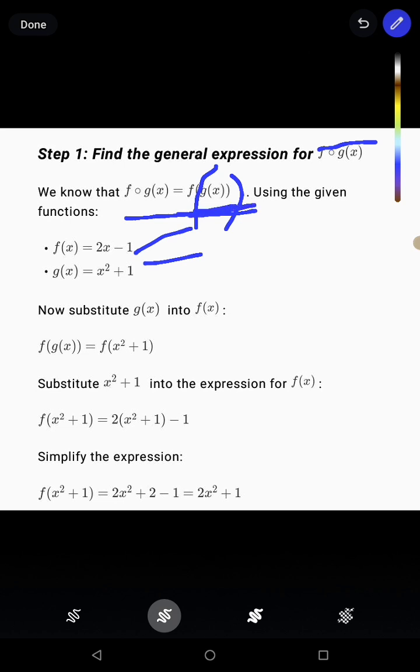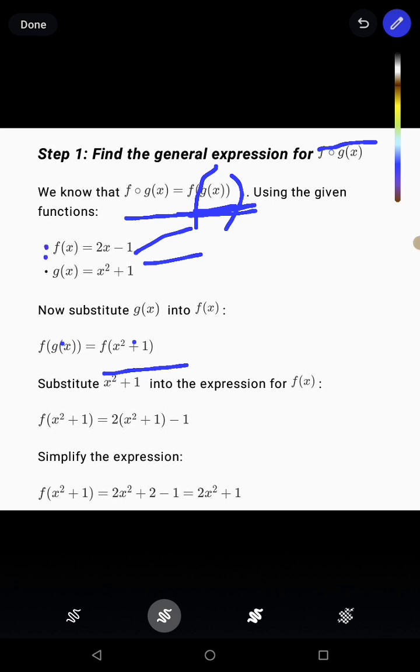What is our g of x? g of x is x squared plus 1. So since g of x is x squared plus 1, that was what we did here. We substituted g of x here. So this is our old g of x. We put it there: x squared plus 1. Now we need to remember the definition they gave us for f of x. Since they said f of x is this, f of x is actually this place.